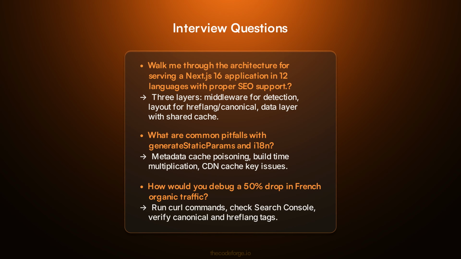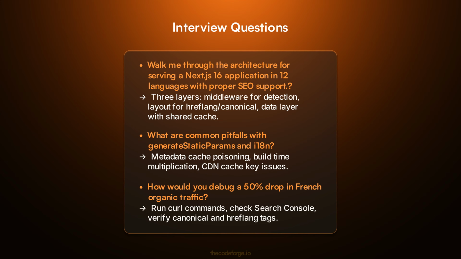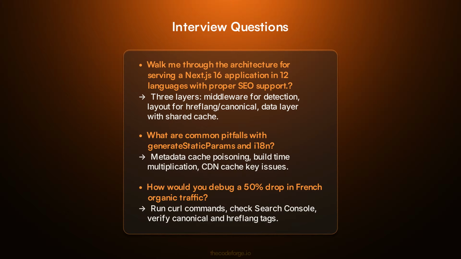Let's run through some common interview questions. Walk me through the architecture for serving a Next.js 16 application in 12 languages with proper SEO support. 3 layers. Middleware for detection, layout for Hreflang/canonical, data layer with shared cache. What are common pitfalls with generateStaticParams and i18n? Metadata cache poisoning, build time multiplication, content delivery network cache key issues. How would you debug a 50% drop in French organic traffic? Run curl commands, check Search Console, verify canonical and Hreflang tags.